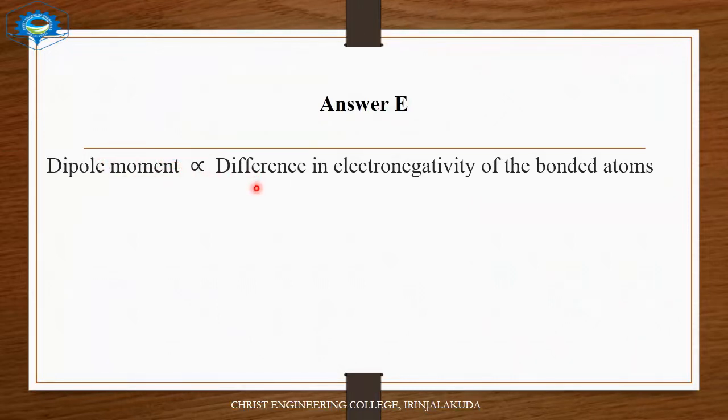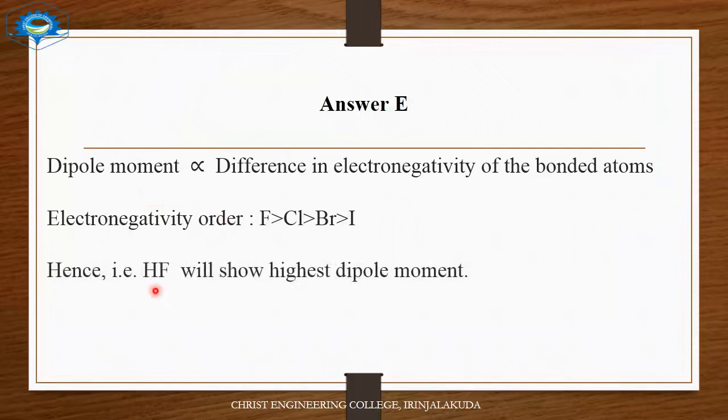Okay. So, in our question, the given compounds are from the halogen family. So, what will be the electronegativity order in the halogen family? In the halogen family, we have fluorine, chlorine, bromine and iodine. What will be the electronegativity order? Fluorine greater than chlorine, greater than bromine, greater than iodine. That is, iodine has the least electronegativity and fluorine has the highest electronegativity among the halogen family.